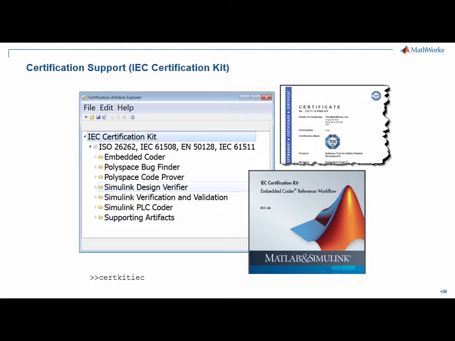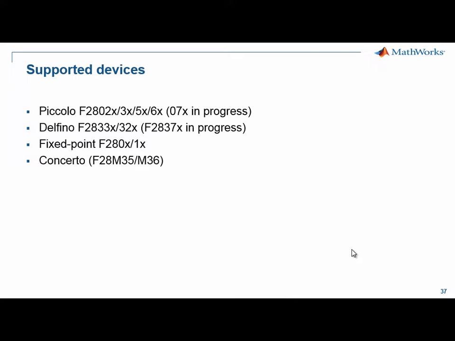So first, here is the list of supported devices. We support the Piccolo family of devices, and that includes the 02X, 3X, 5X, 6X. The F28069X is in progress. We support the Delfino family of processors, and that's the F28033X family with the popular F28335 and its FPU. We also support the non-FPU version of that device, that's the F28332X variant. We are in progress of supporting the F28037X device. We also support the fixed point variants, which are a bit older, the F280X family and 281X family.